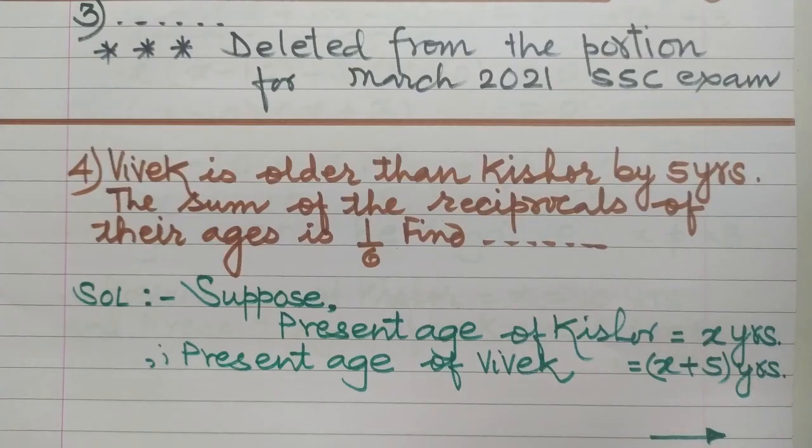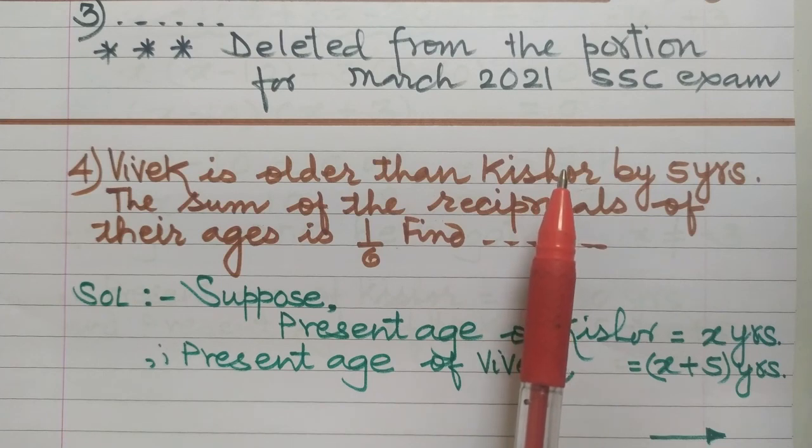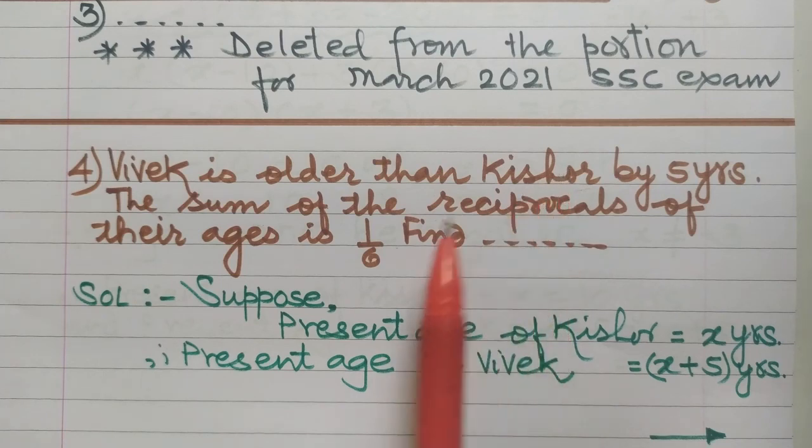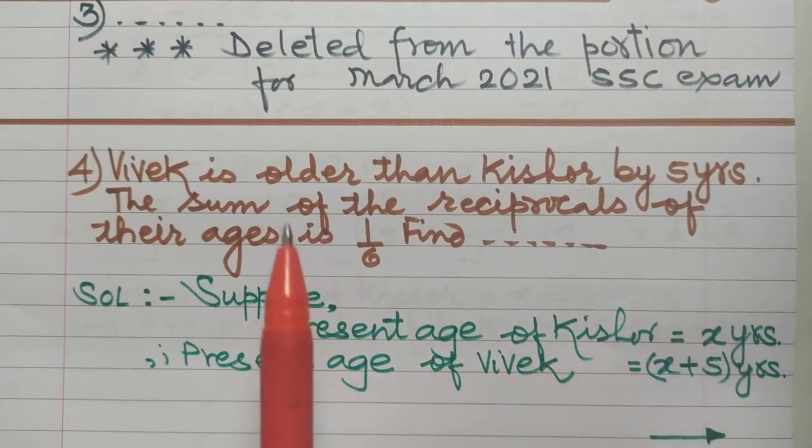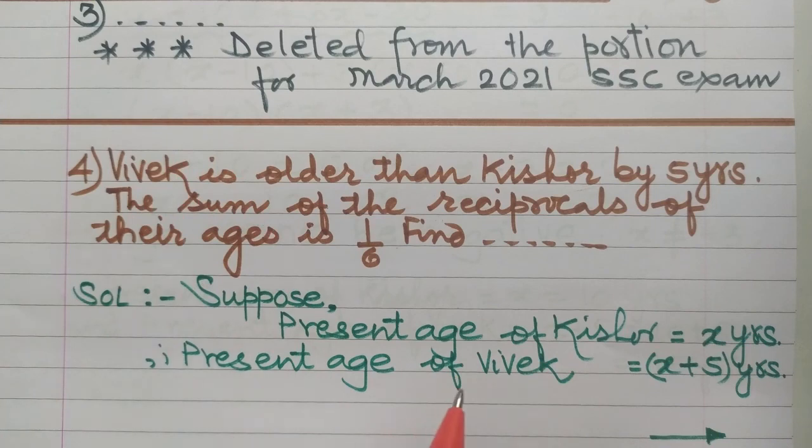So let us consider who is the younger one. Kishore is the younger one. Who is the younger one? Kishore. So suppose the present age of Kishore is equal to x years. As the condition given in the problem is that Vivek is elder to Kishore by 5 years, therefore the present age of Vivek will be equal to x plus 5 more years. So it will be x plus 5 years.